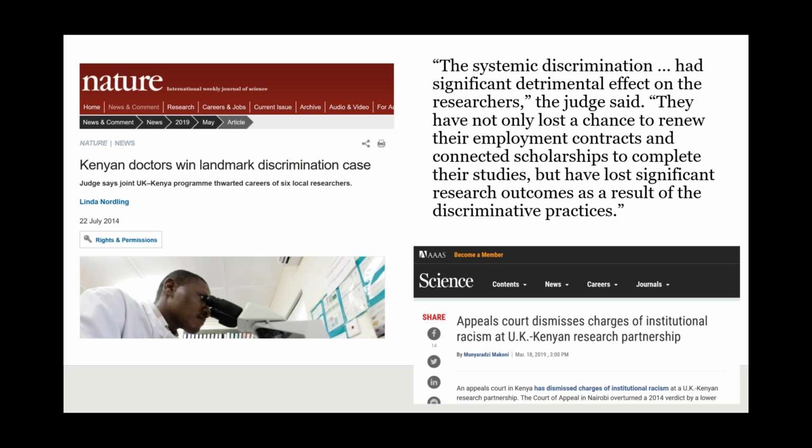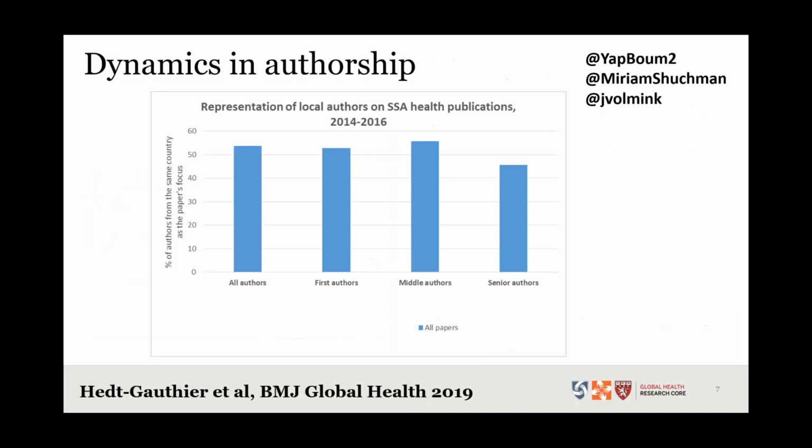So the systemic discrimination had significant detrimental effect on the researchers. They've not only lost a chance to renew their employment contracts connected to scholarship to complete their studies, but have lost significant research outcomes as a result of these discriminative practices.